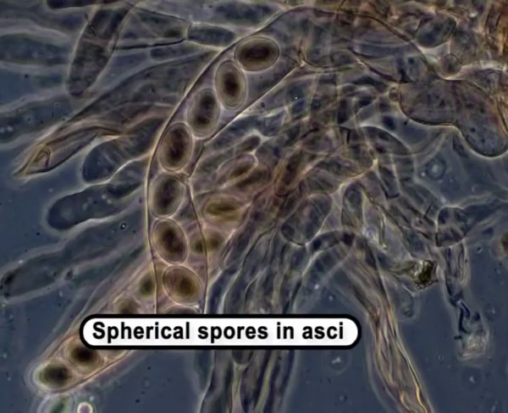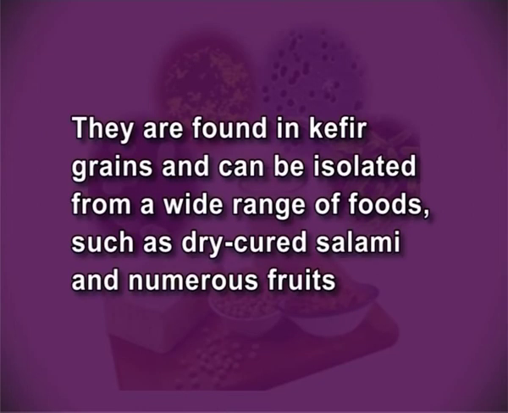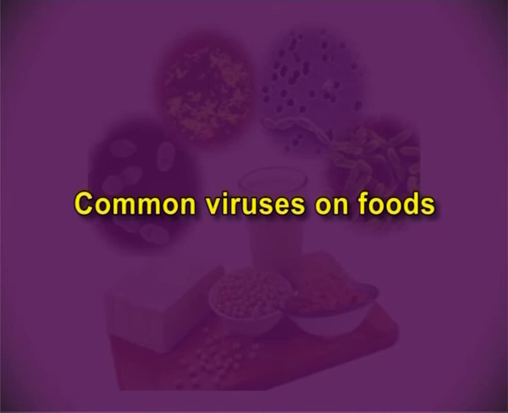Saccharomyces. These ascosporogenous yeasts multiply by budding and produce spherical spores in asci. All bakers', brewers', wine and champagne yeasts are Saccharomyces cerevisiae. They are found in kefir grains and can be isolated from a wide range of foods such as dry cured salami and numerous fruits. Let us discuss now common viruses on foods.